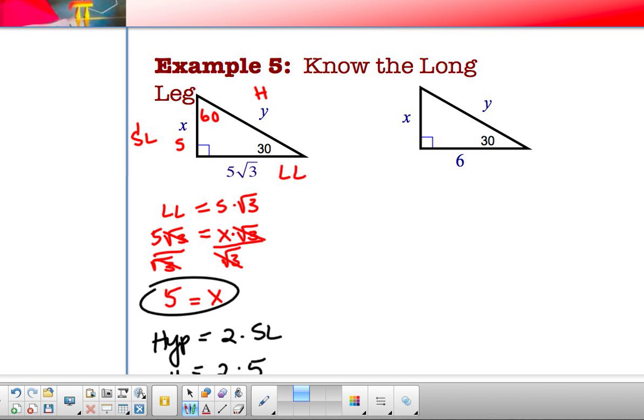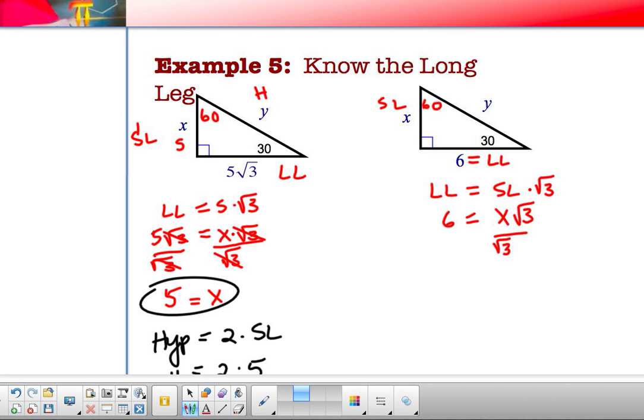Now let's do one that's a little bit more complicated. The process is going to be the same. Start with your formula. Long leg is equal to the short leg times the square root of 3. Here's my 60. Again, 6 is the long leg, and x is the short leg across from the 30. So we want to find x first. Plug in what we know. 6 is equal to x times the square root of 3.